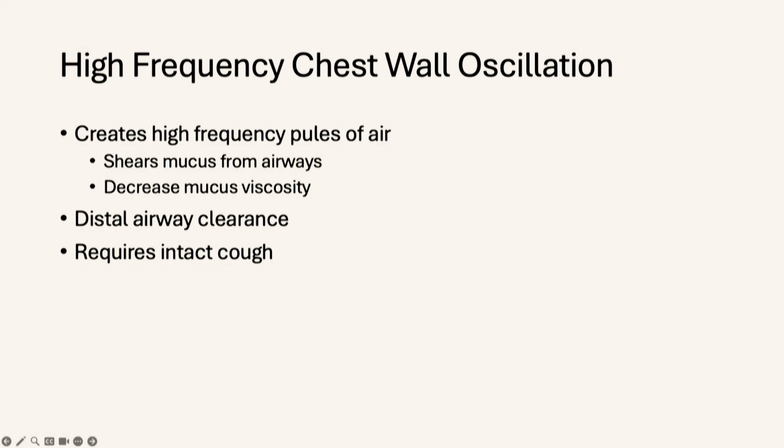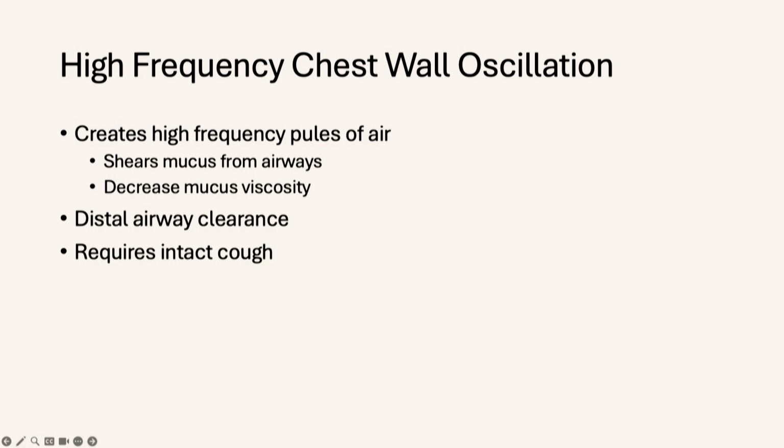And then with vest therapy or high frequency chest wall oscillation, what happens is there's an inflatable jacket that vibrates by having oscillatory air pressure applied. That's transmitted to the airways. And then what happens is that the airways vibrate, just like with IPV, and mucus is sheared from the airways. That vibration of the mucus is felt to decrease mucus viscosity, and it's very helpful in clearing distal airways. And as I mentioned before, it requires an intact cough.